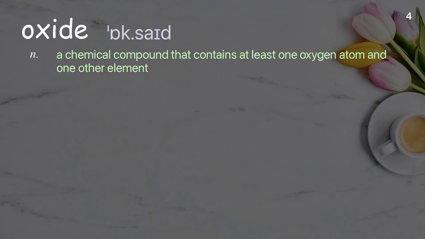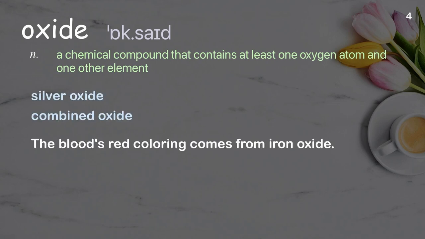Oxide. A chemical compound that contains at least one oxygen atom and one other element. Examples. Silver oxide. Combined oxide. The blood's red coloring comes from iron oxide.